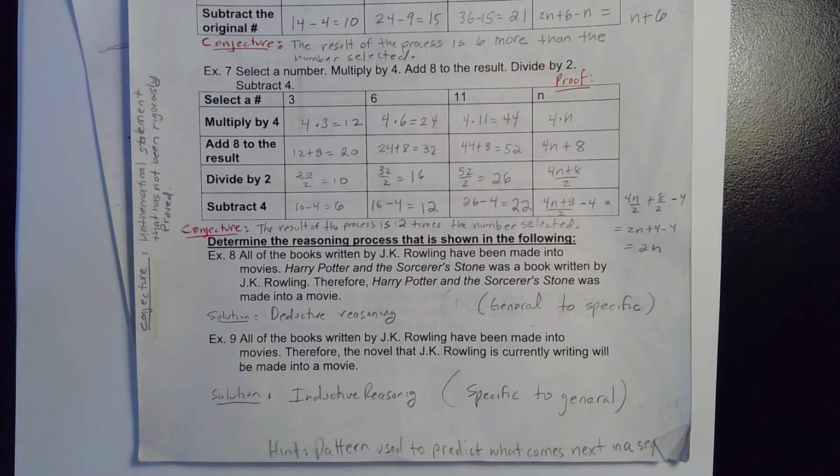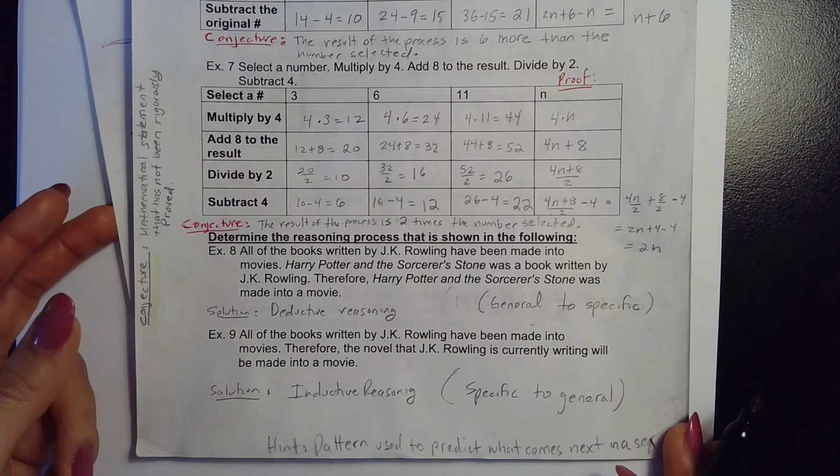Okay. And number 9, it says all of the books written by J.K. Rowling have been made into movies. Like, we know that, right? Therefore, the novel that he is currently working on will be made into a movie. So now we're going from the specific to making a general statement, right? Which is inductive reasoning. So the first one is deductive reasoning, going from general to specific. And the second one is inductive reasoning, going from specific to general. Okay? So that is the end of 4.1.